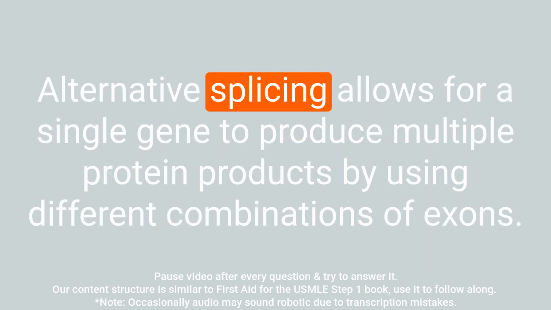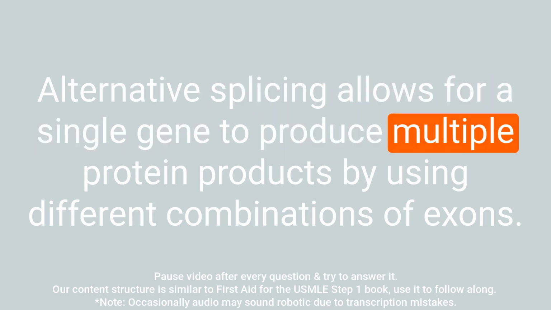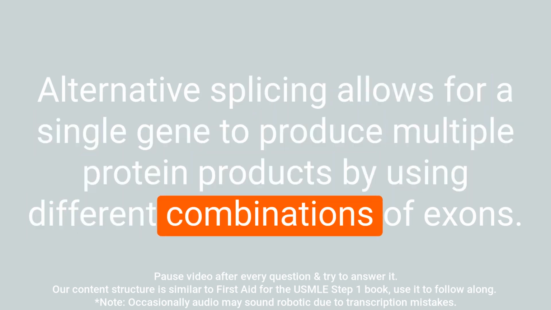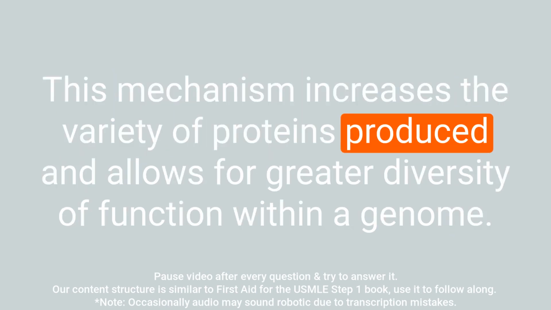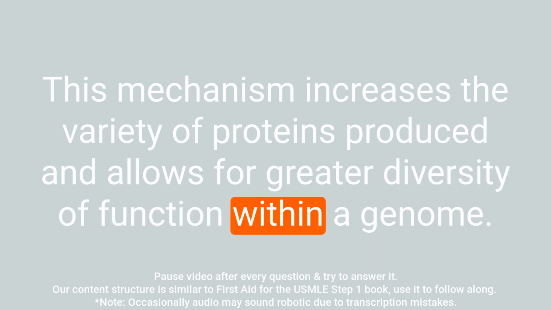Question: How does alternative splicing affect the variety of proteins produced? Answer: Alternative splicing allows for a single gene to produce multiple protein products by using different combinations of exons. This mechanism increases the variety of proteins produced and allows for greater diversity of function within a genome.